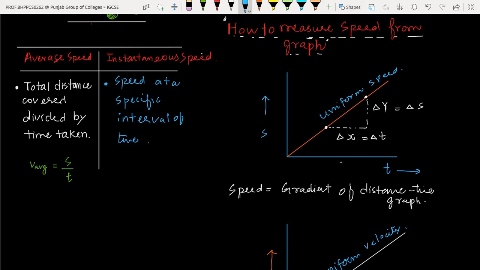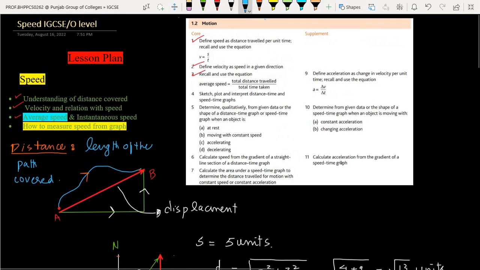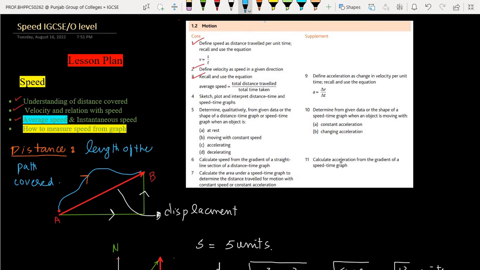So this is all about speed, and we measure the speed through the speedometer. It is a very accurate and precise device, and the SI unit of speed is meter per second. But there are other units as well, like kilometer per hour, kilometer per second, and mile per hour. These are all units of speed, but the SI unit is meter per second.